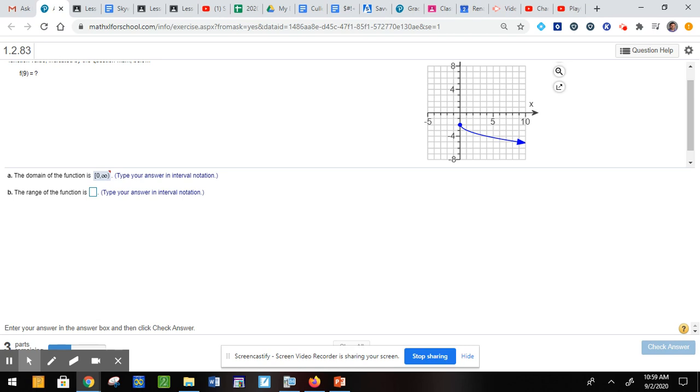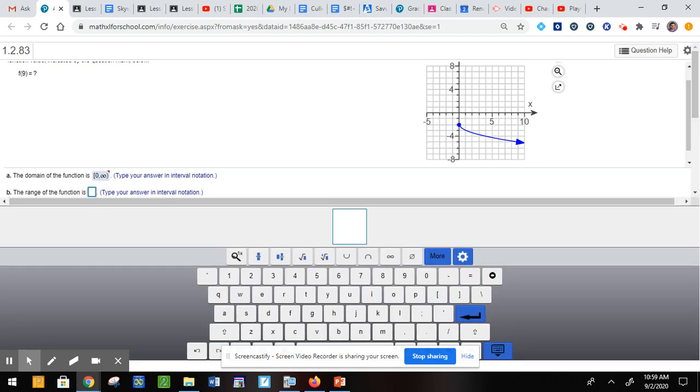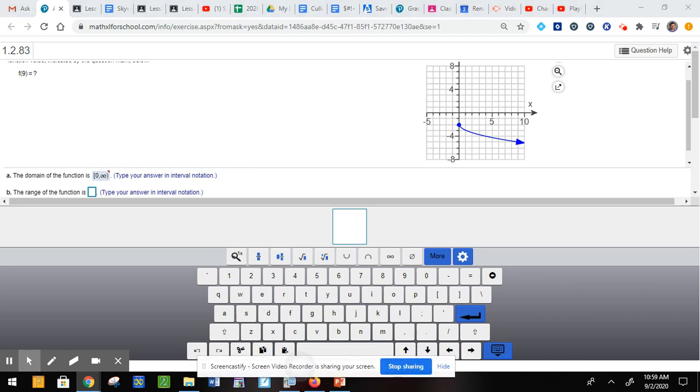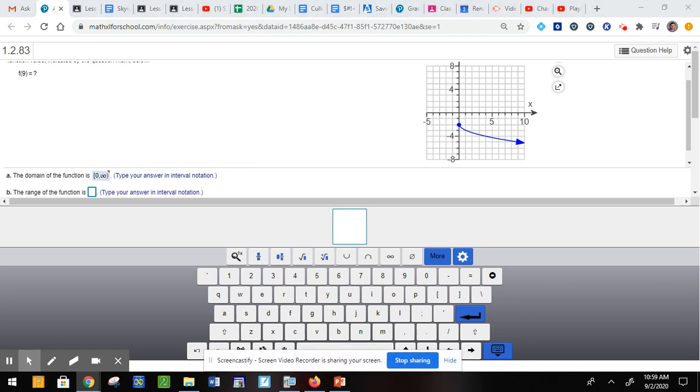When you write that in interval notation, the bottom is on the left, and then the top is on the right. For the bottom here, yes, it's going out to the right, but it's also going to go down forever. So the left side of the interval for range is going to be negative infinity. So we're going to put parentheses, and then negative infinity.